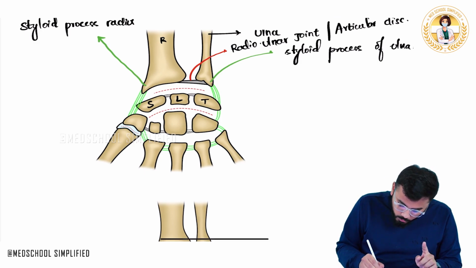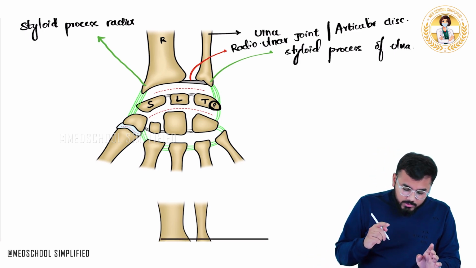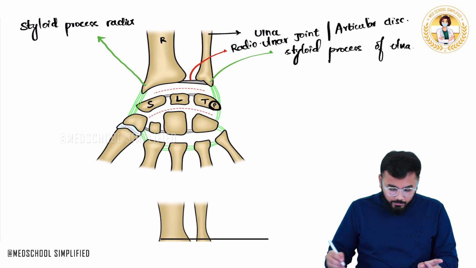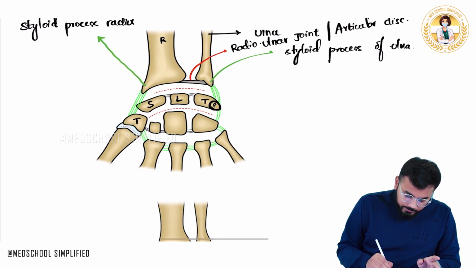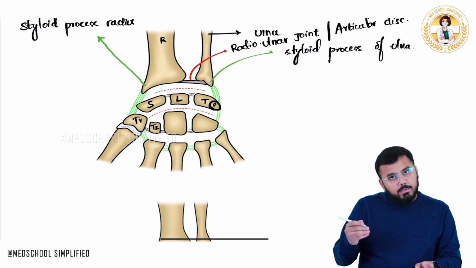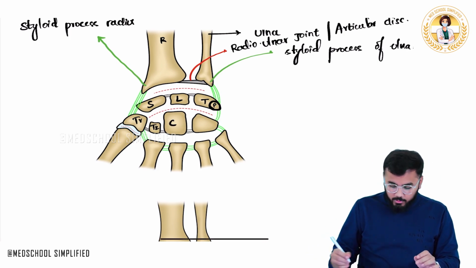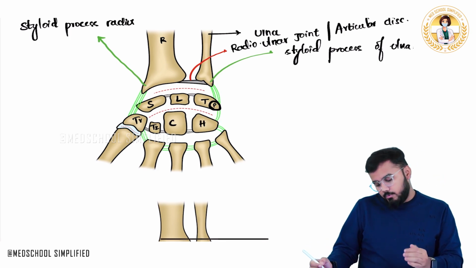And there is one more small bone over here. P stands for pisiform. So scaphoid, lunate, triquetrum and pisiform. And here we have trapezium, TR, trapezoid is TZ, then capitate, the largest carpal bone, and next the hamate bone, which has a hook.